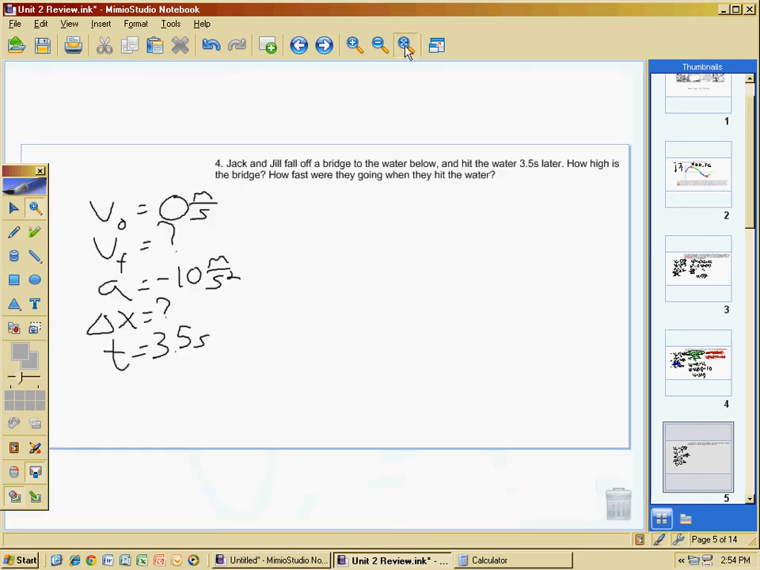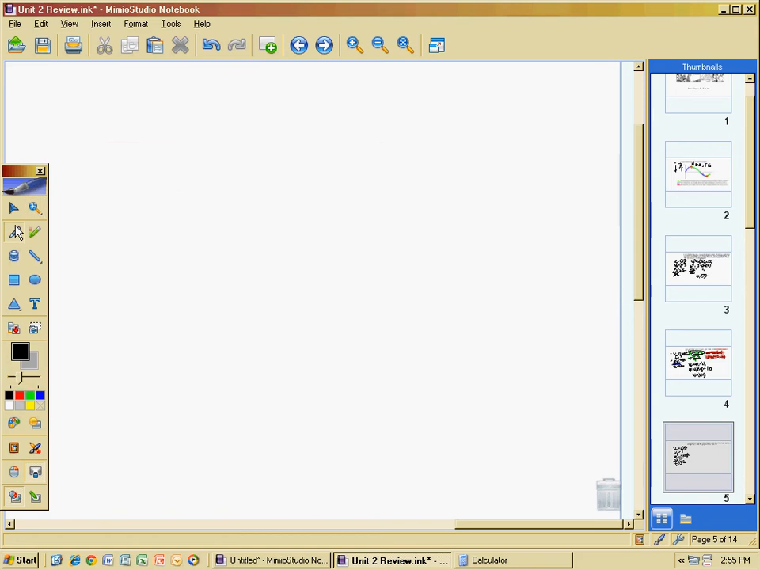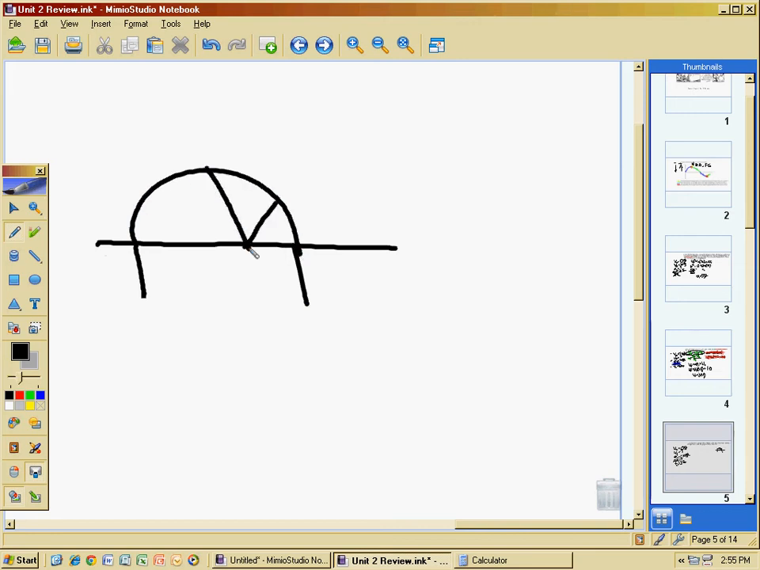Here, let me zoom into a slightly different area. Let's go ahead and do it over here. All right, so if we draw a picture, we'll have just kind of a basic bridge here. There we go. My lovely artwork. And we've got some water down here. And then we have my incredibly fat pen. This is hard to do, but whatever, we'll live. All right, so we've got Jack and Jill there.